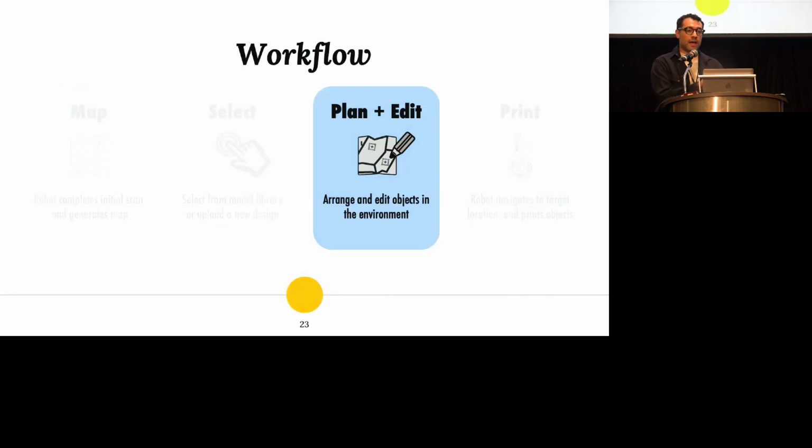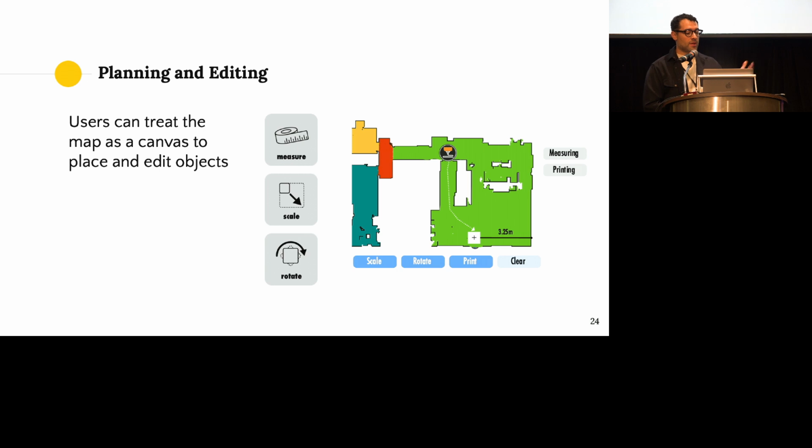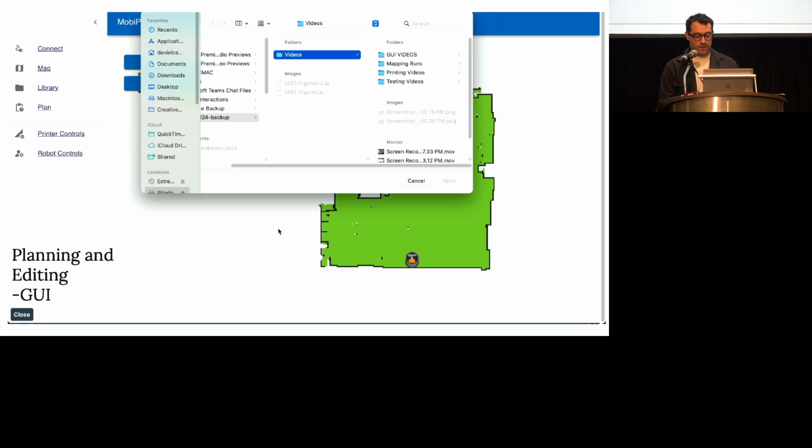And so next, when you have that map as a design element and you have the objects that you want to print, we can explore new ways of planning and editing the prints. Now that we have this map as a design element, and users can treat the map as a canvas to place and edit their objects, we start to think of what operations make sense for you to be able to relate the 3D prints to the environment. So we enable measuring, so you can measure distances and place the object in precise locations where you might want them. And also be able to scale and rotate the objects in relationship to other things in your house or in your environment.